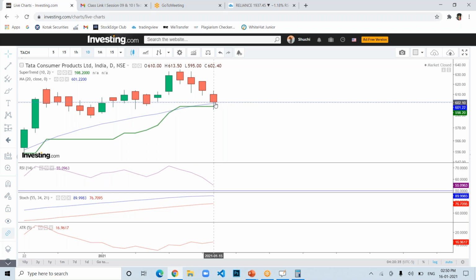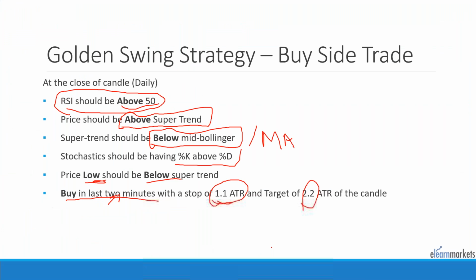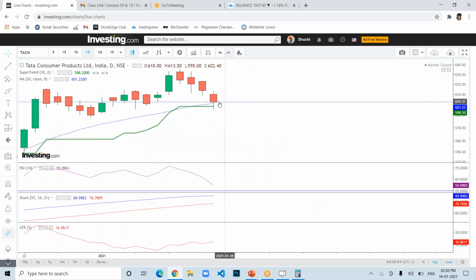No, the candle color is not important. Again, I am repeating, what we are looking for is that the price should be above the super trend and the price low should be below the super trend. So see here, the price is still above the super trend and the price low is below the super trend.